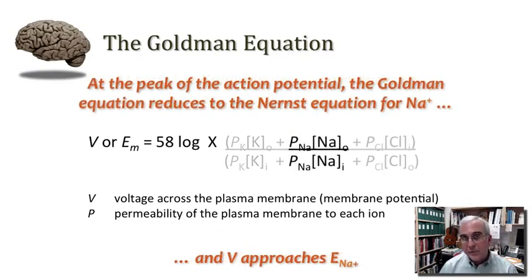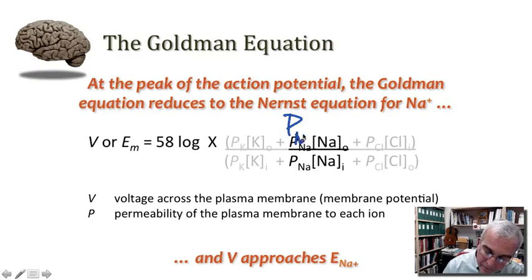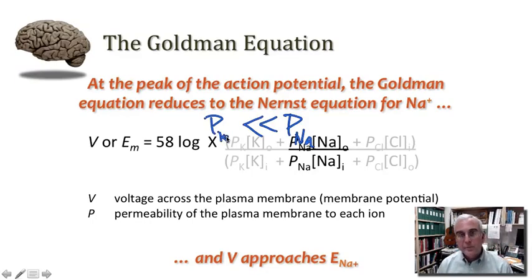At the peak of the action potential, the Goldman equation essentially reduces to the Nernst equation for sodium. That is to say, now the permeability for sodium is so much greater than the permeability for potassium that the potassium term essentially disappears.